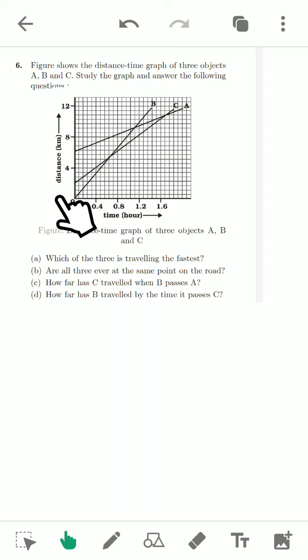You know that the slope of a distance-time graph gives the speed. That means we have to calculate the slope of each graph, and the graph having more slope is having more speed. Then, are all the three ever at the same point on the road? How far has C traveled when B passes A? How far has B traveled by the time it passes C? We will see all the questions in detail.